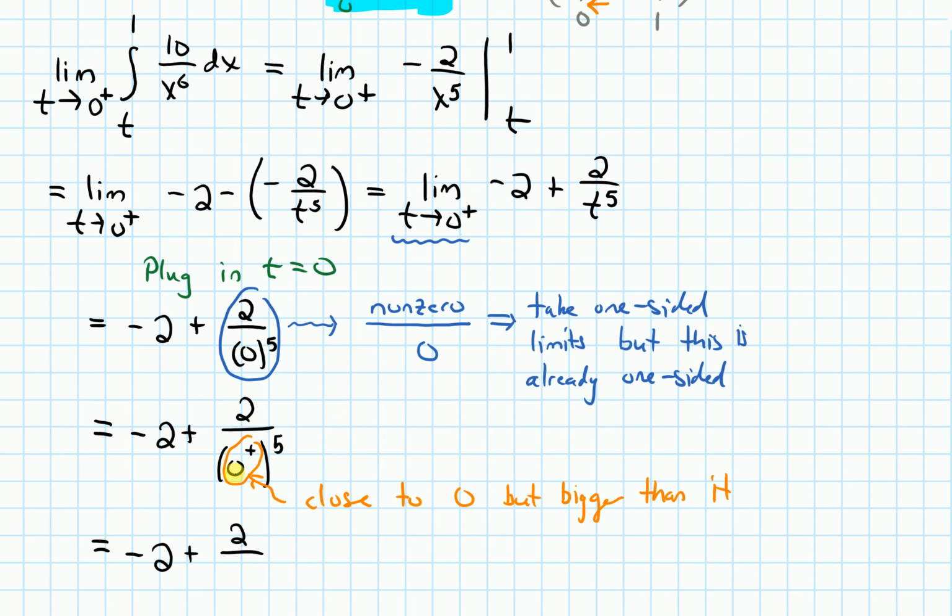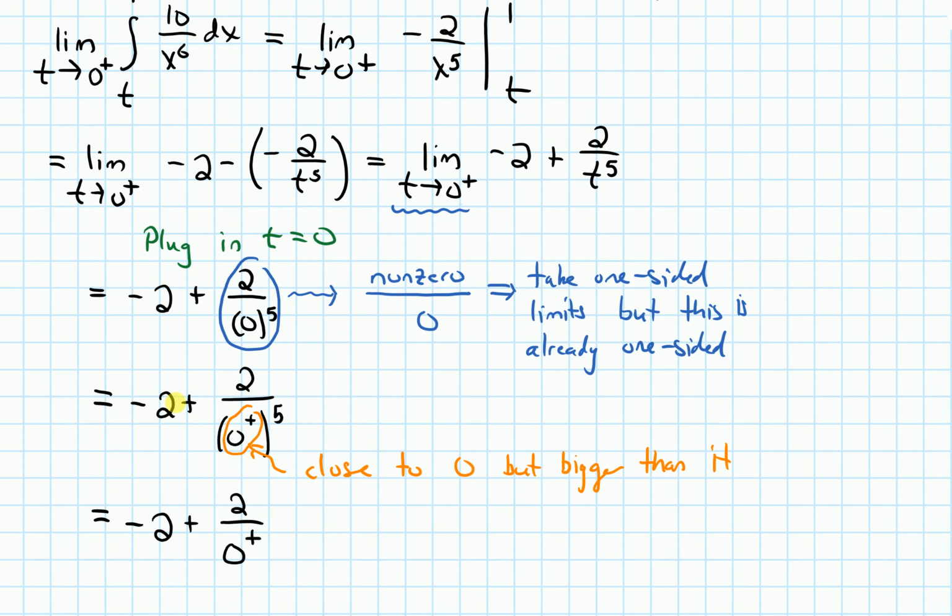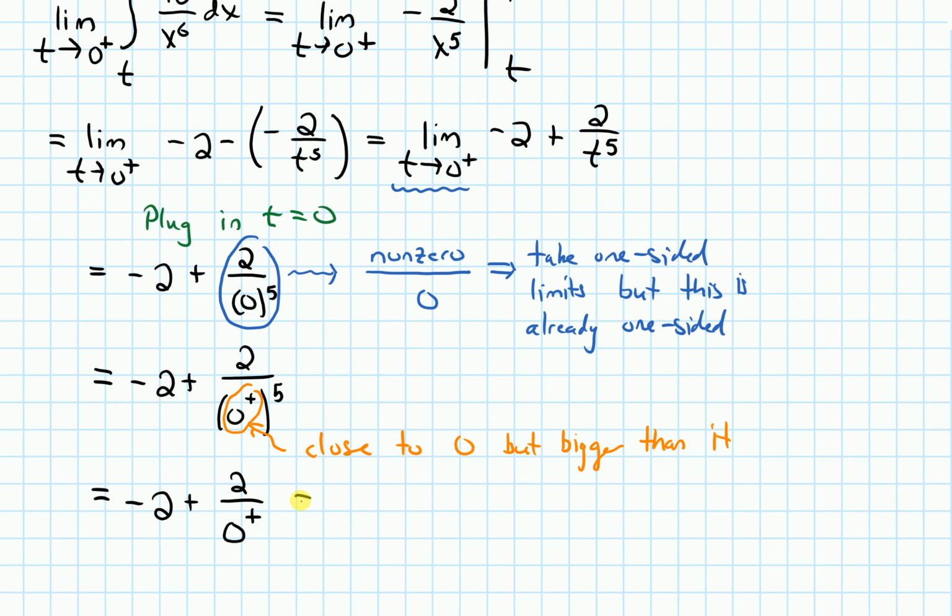So if you raise this number, which is close to 0, but a little bit bigger than it, which means it's positive, to the 5th power, it's still going to be close to 0, and it's still going to be a little bit bigger than it, because it's still positive. So I put a little plus sign there still. Okay, so this becomes negative 2 plus.